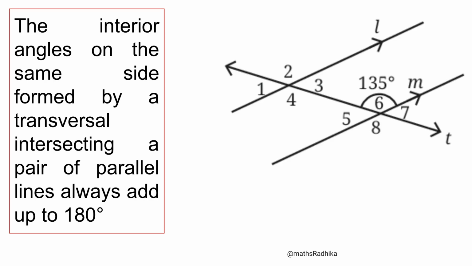The interior angles on the same side formed by a transversal intersecting a pair of parallel lines always add up to 180 degrees. Here, angle 3 plus angle 6 equals 180. Angle 4 plus angle 5 equals 180.